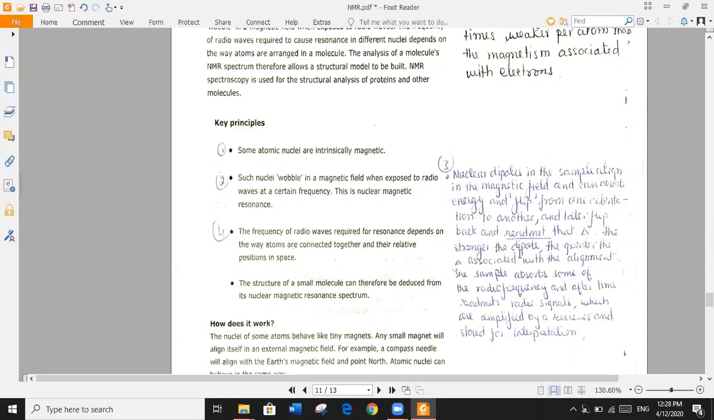The stronger the dipole, the greater the energy associated with the alignment. The sample absorbs some of the radio frequency and after some time re-emits radio signals, which are amplified by the receiver and stored for interpretation. The frequency of radio waves required for resonance depends on the way atoms are connected together and their relative position in space. The structure of a small molecule can therefore be deduced from its nuclear magnetic spectrum.